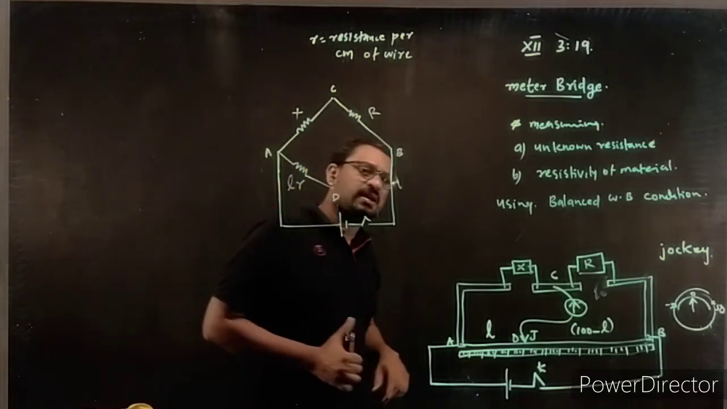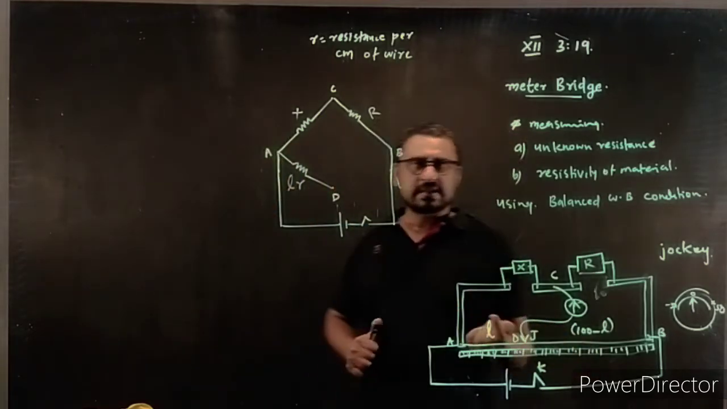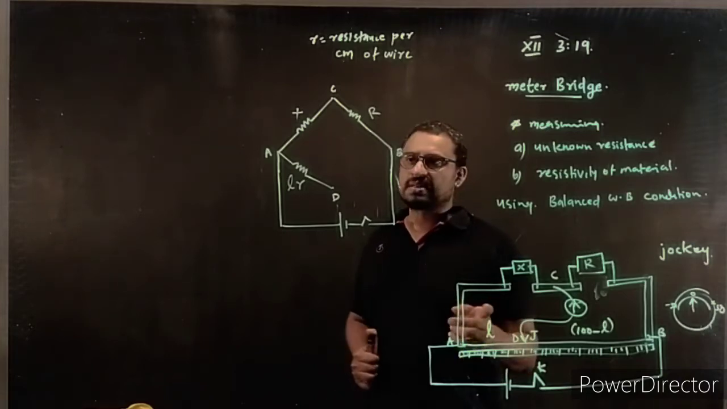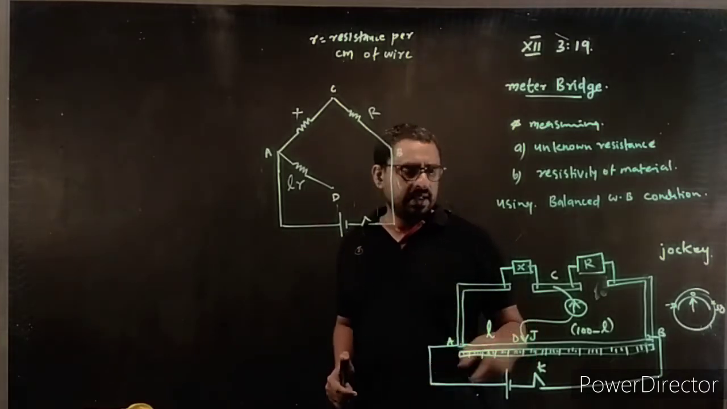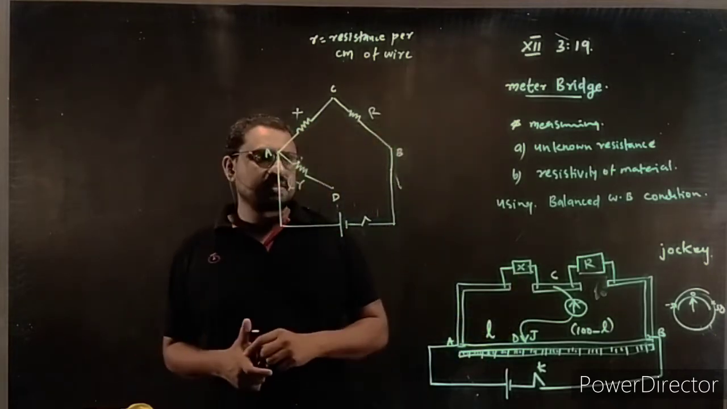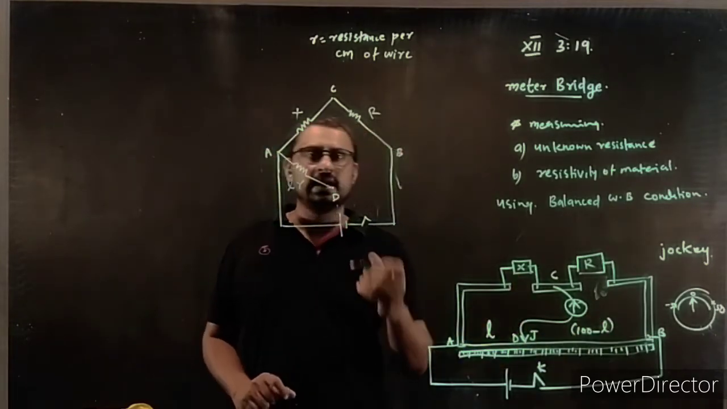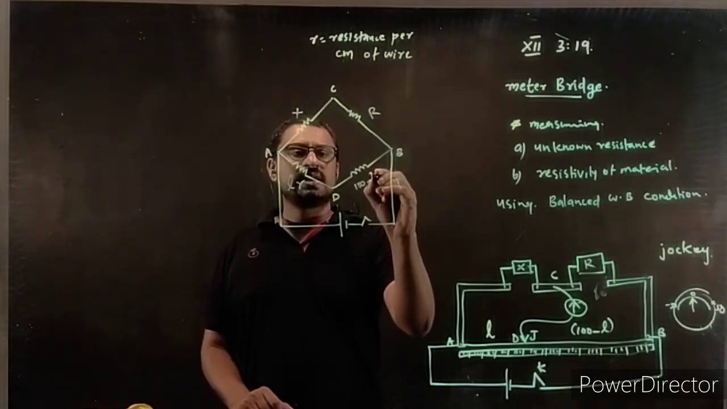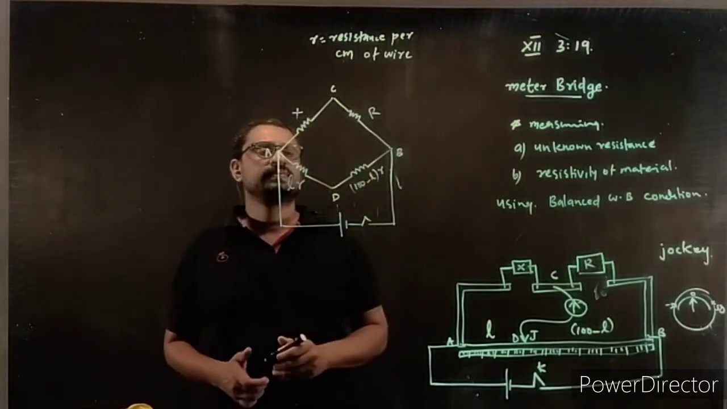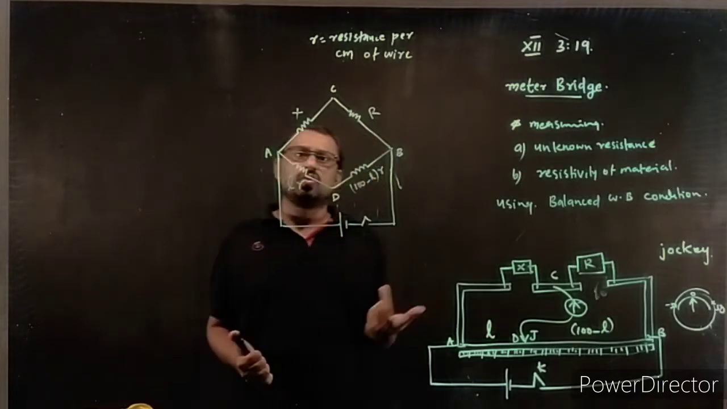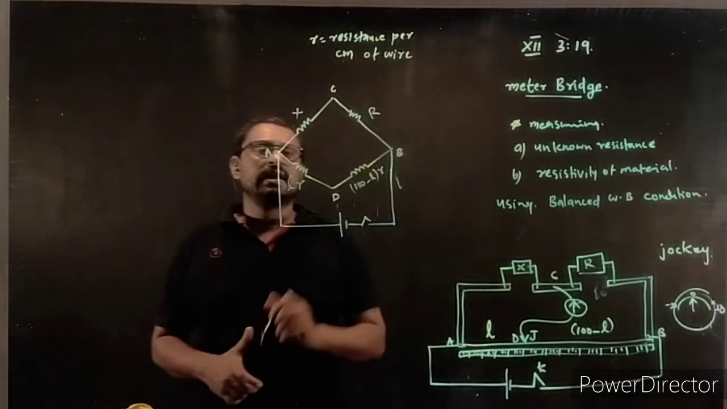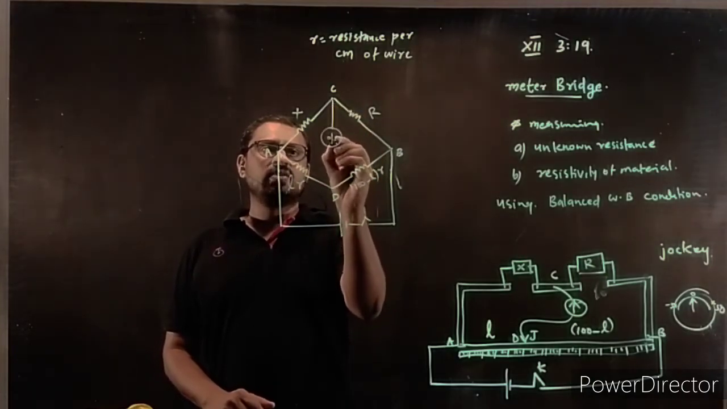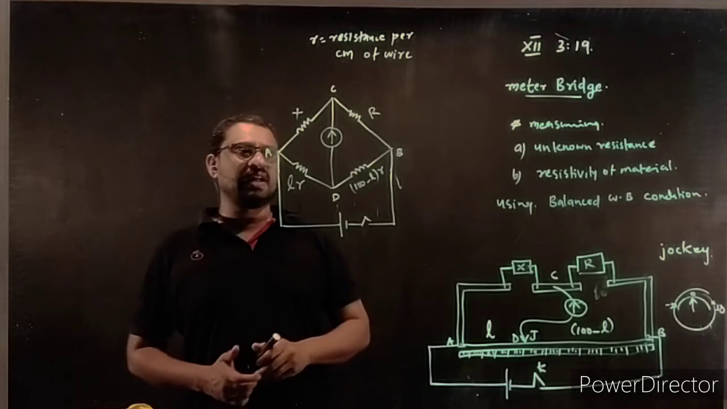Why? Because I told you small r is the resistance per centimeter, and there is L centimeter on one side, so the resistance of that side will be Lr. Now you can imagine the resistance of the other side between B and D: it will be (100 minus L) r. And I forgot to draw one thing: between C and D, there is a galvanometer, and the galvanometer now shows zero deflection.